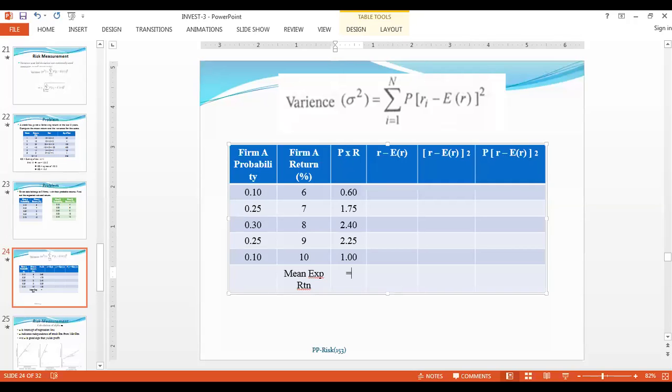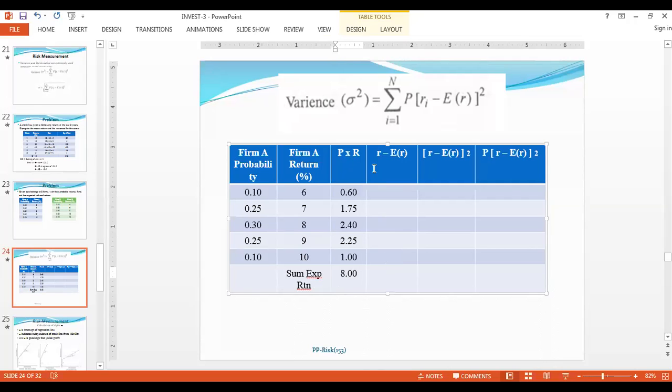Best thing is, always remember one thing. I'll make your life simple. Whenever probability is given, you don't have to calculate the mean. You have to only calculate the sum. That's more than sufficient. Sum of expected returns, so your answer here is going to be 8.00. Clear?